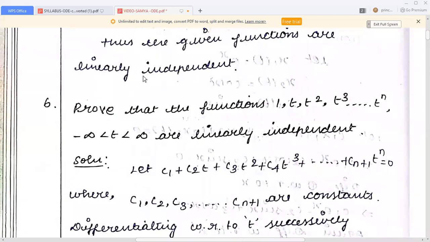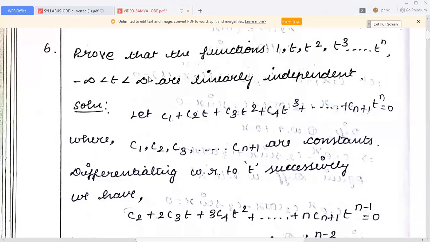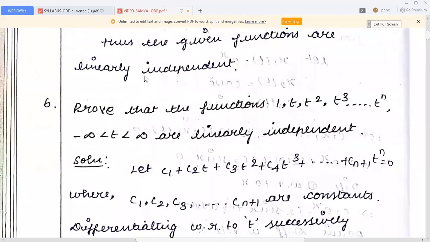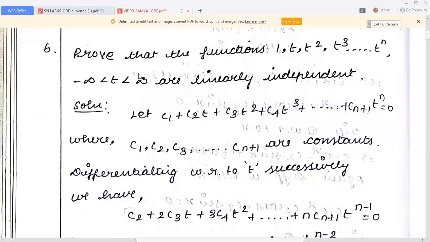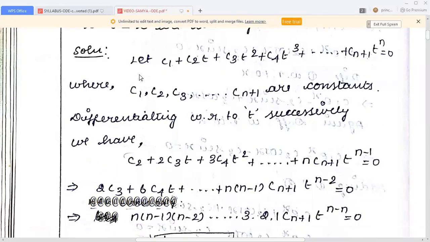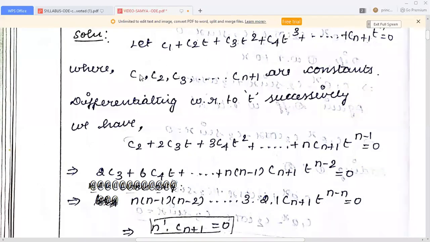So now we take the linear combination. In the linear combinations, we have n plus 1 constants. So we take the linear combination. Let us C1 plus C2 into t plus C3 into t square plus C4 into t cube plus etc. Cn plus 1 into t power n equal to 0, where C1, C2, C3, etc.